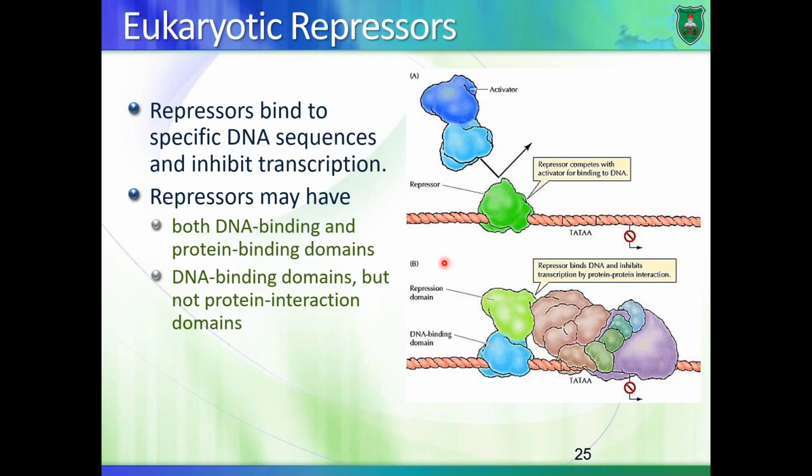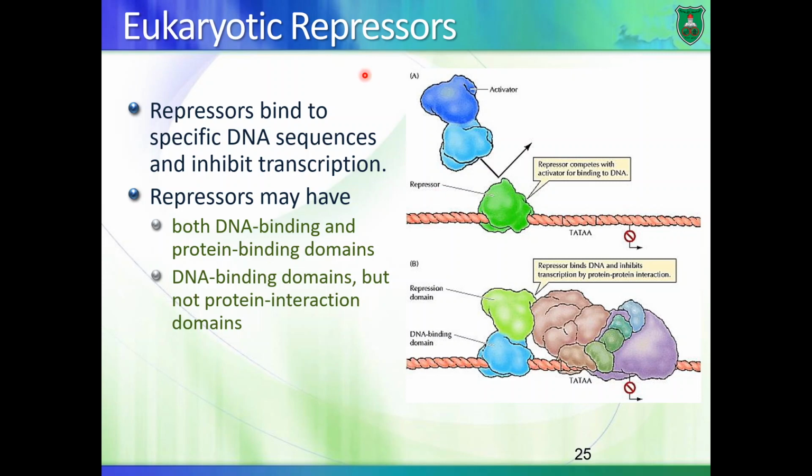How do they function? There are two mechanisms by which they function. The first is that you can have a repressor that has a DNA binding domain, but it doesn't have an activation domain, or a protein binding domain. So it only has this. What it does is occupy this region right here, preventing the activator from binding to DNA. So there's competition between the two.